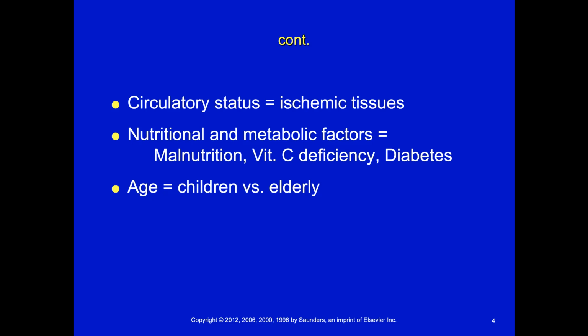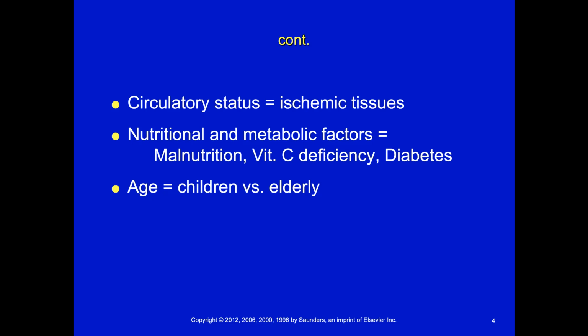Nutritional and metabolic factors. So malnutrition, where you're not getting all the nutrients that you need just to keep your body going and for the repair process, not having those available, having a vitamin C deficiency. This particular vitamin is very important for the healing process. And a disease, let's say like diabetes, which actually does create a problem with microcirculation. So healing is always delayed in these diabetics, especially if you have diabetes that isn't controlled and is longstanding.